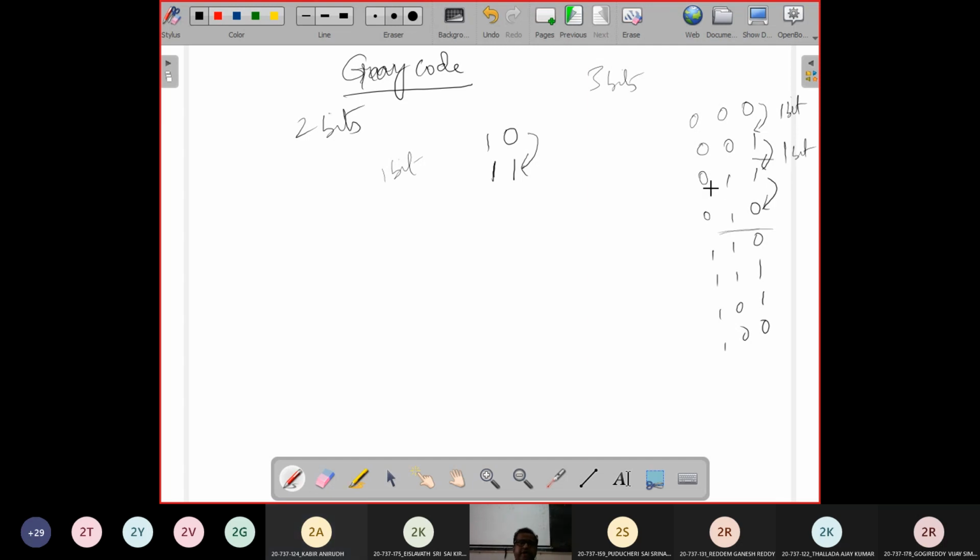If you go from this pattern 0, 1, 1 to 0, 1, 0, how many bits are changing? Only 1 bit is changing. So this is the specialty of gray code. As you progress from one binary pattern to the other, only 1 bit in the combination changes. I have illustrated here how to represent the gray code using 3 bits.